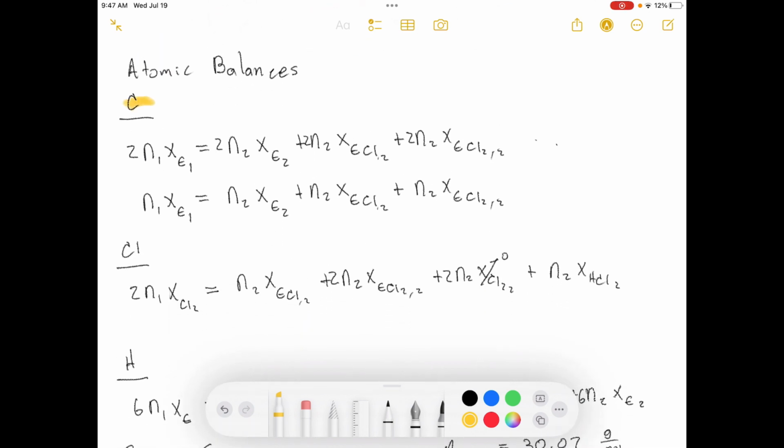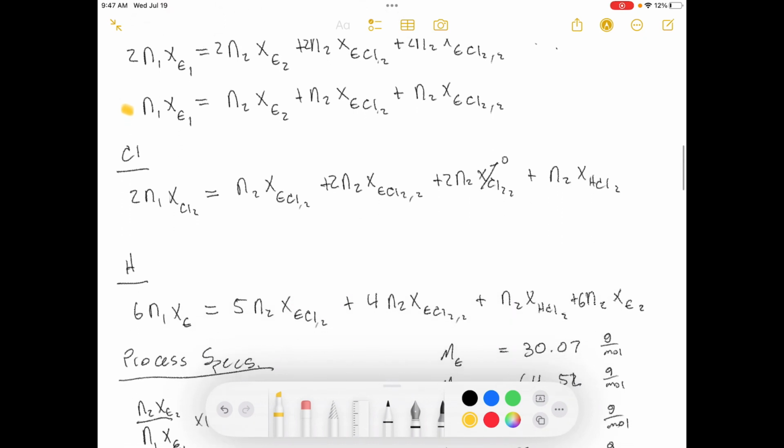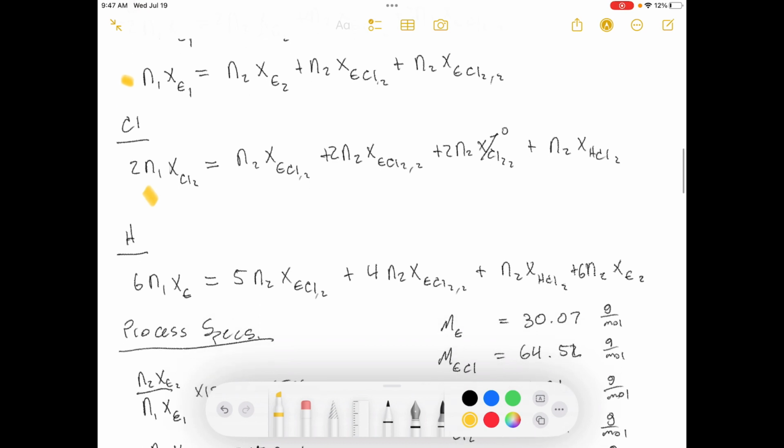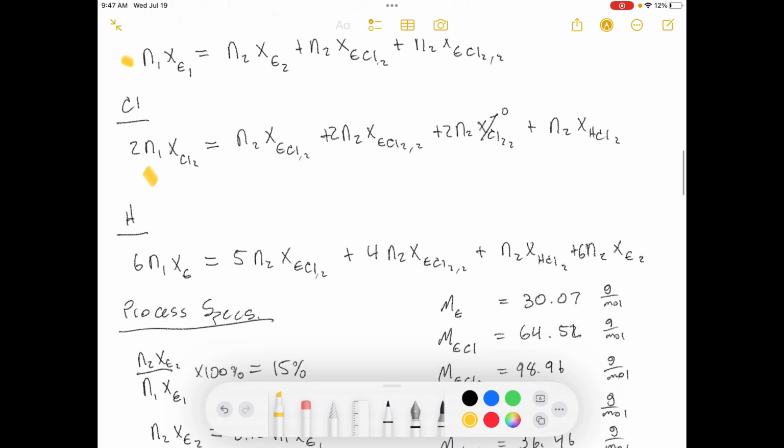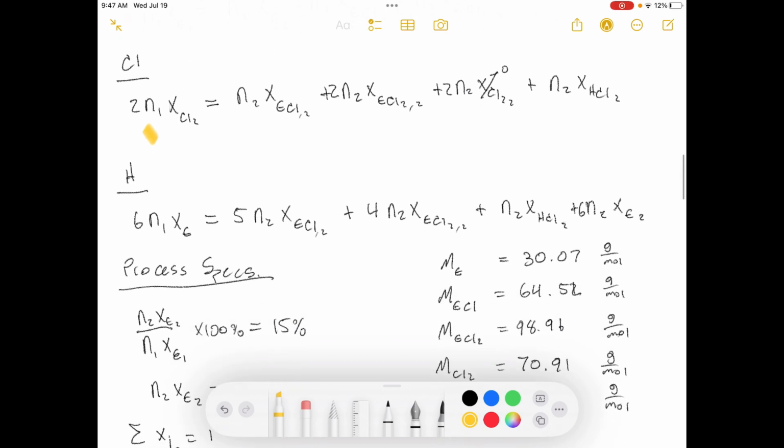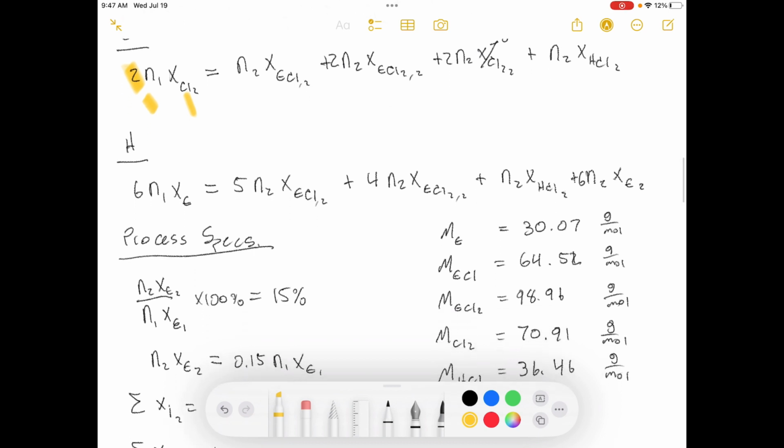So for carbon first, this is our first atomic balance. We say how much carbon is going in and how much carbon is going out. How much chlorine is going in, how much chlorine is going out. And this is an atomic balance, not a molecular balance. So this isn't the molecular chlorine balance. This is the atomic chlorine balance. That's why you have 2 going in. For Cl2, there are 2 atoms of chlorine, right? So that's where that comes from.